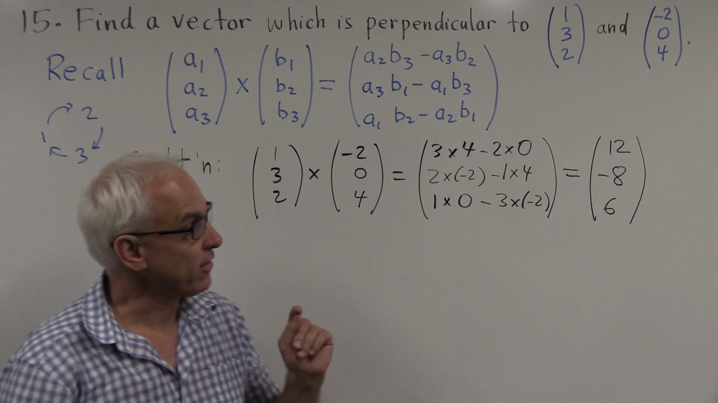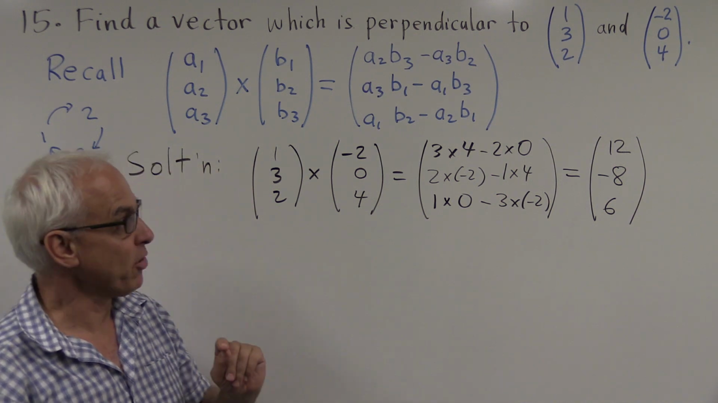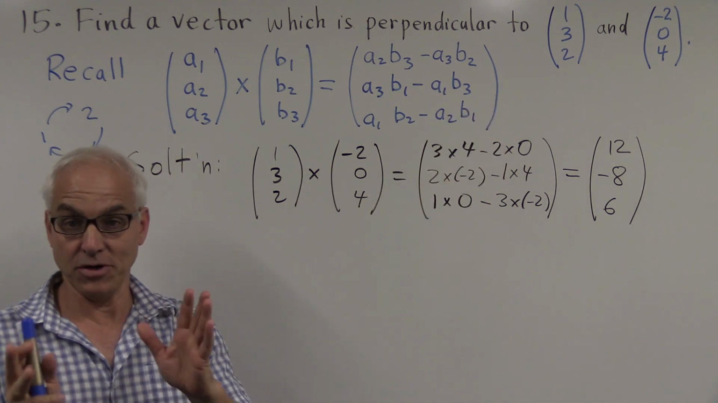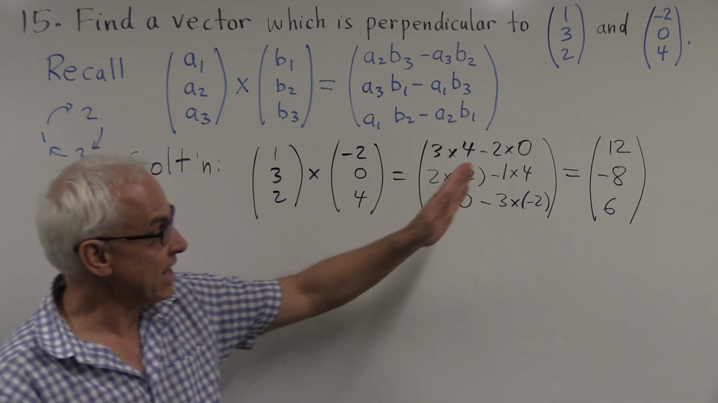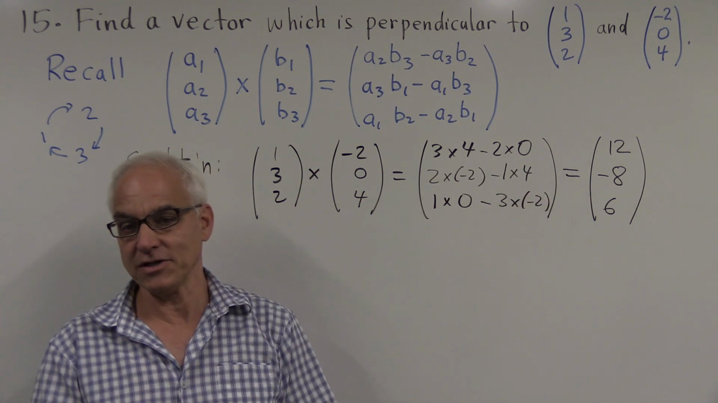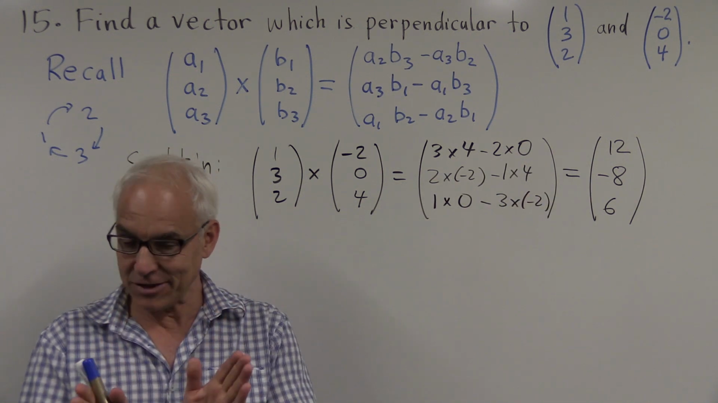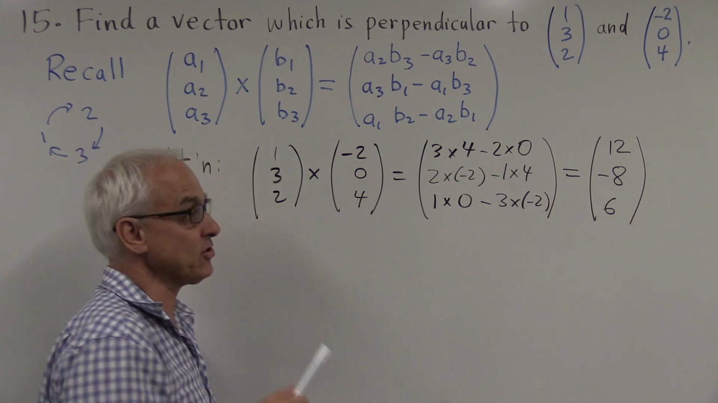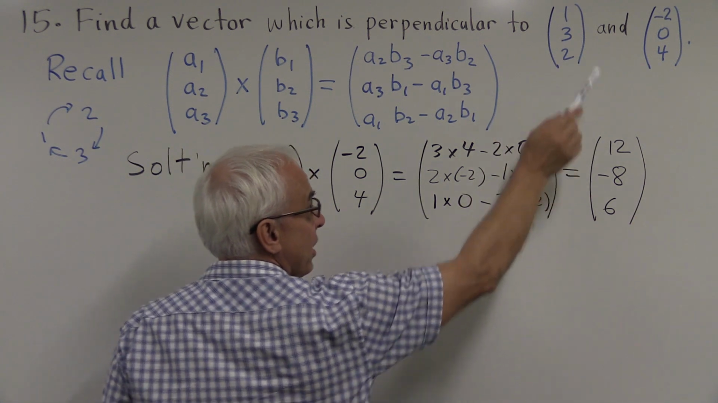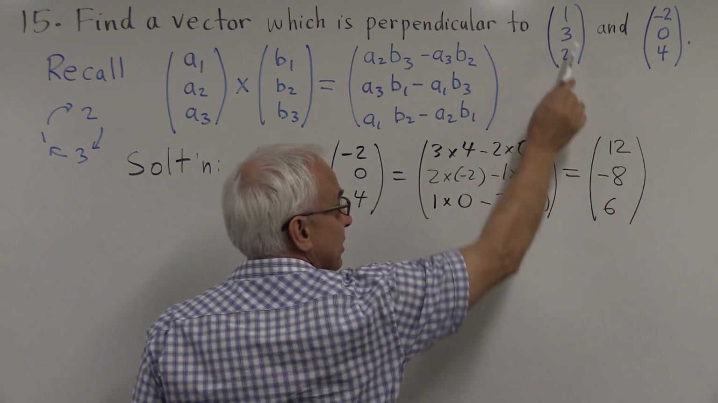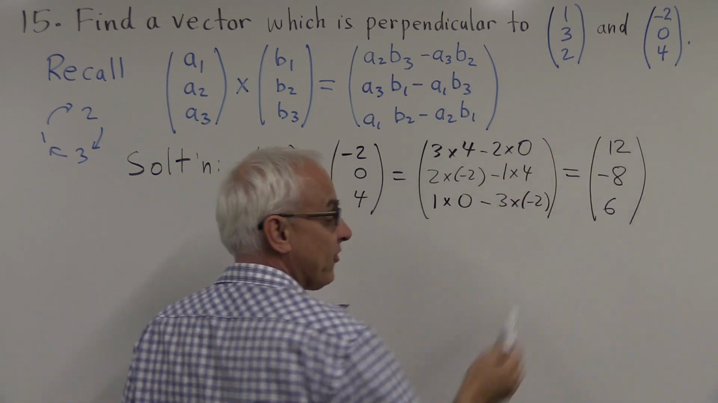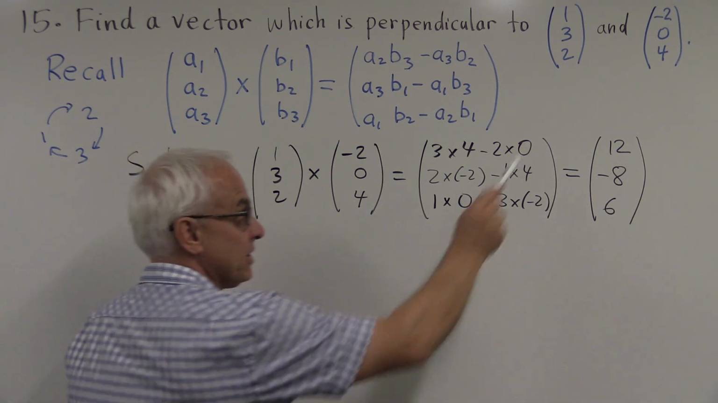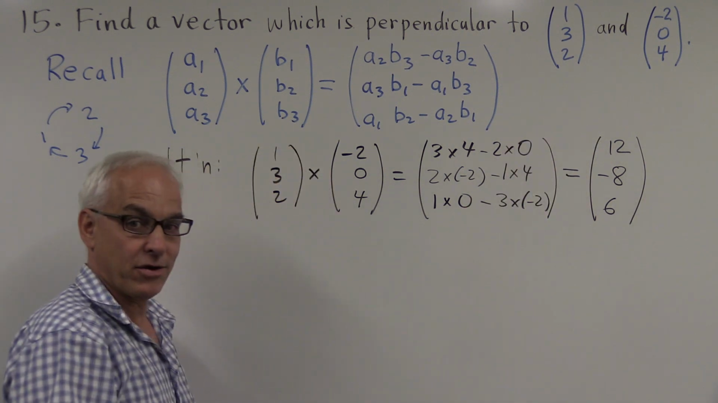And let's just check that this vector really is perpendicular to 1, 3, 2 and minus 2, 0, 4. How do we do that? We just take the dot product between two vectors. If the dot product between two vectors is 0, then they're perpendicular. So we can quickly check that we have got the right answer by taking the dot product of these two, which is 1 times 12 plus 3 times minus 8 plus 2 times 6. So 12 minus 24 plus 12, that is 0. So these two vectors are indeed perpendicular.